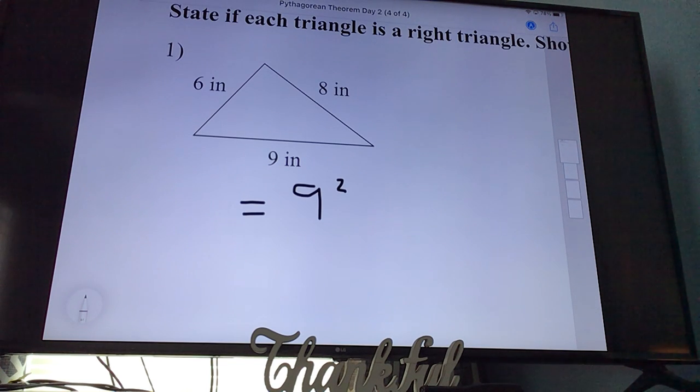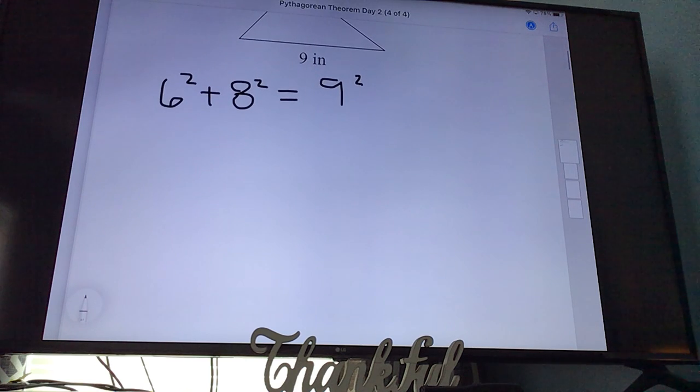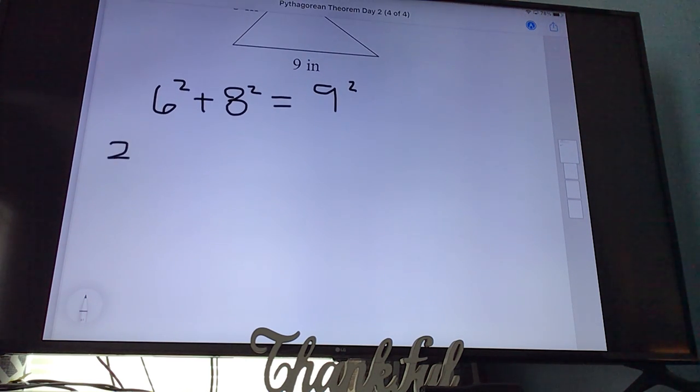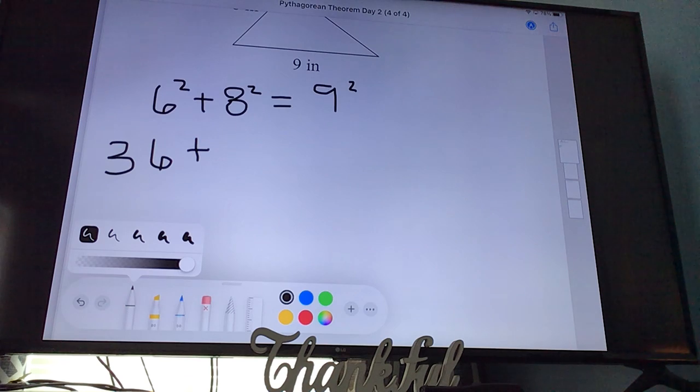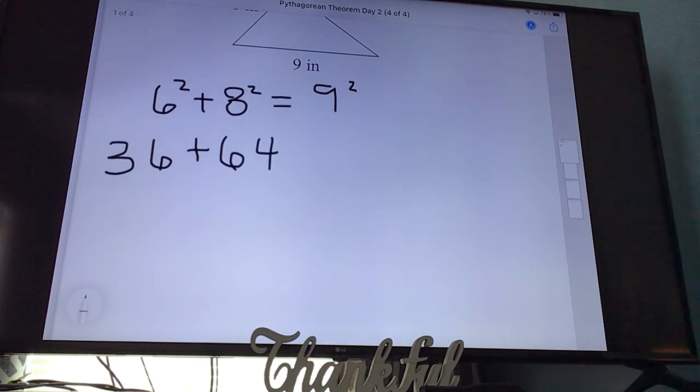Excuse my handwriting, I'm writing with a finger on the iPad. And then a and b don't really matter. It doesn't matter if you say 6 squared plus 8 squared or 8 squared plus 6 squared, because you're going to get the same thing. So we got 6 squared plus 8 squared equals 9 squared. And so 6 squared is 36 plus 8 squared gives us 64. Good Lord. Sorry, I've been popping pills. I'm just kidding. But not really. 64. Okay, and then 9 squared is going to be 81.